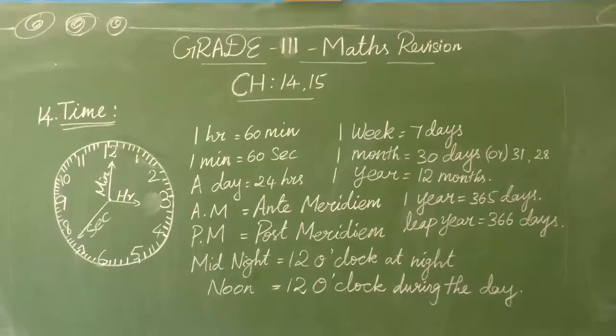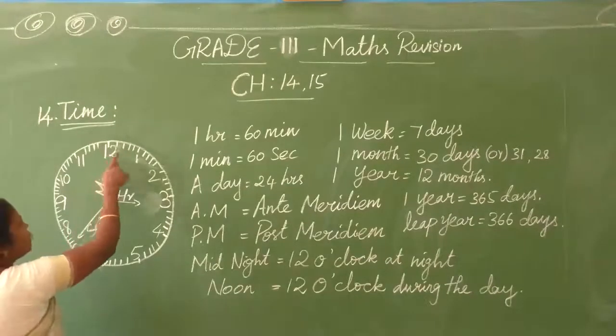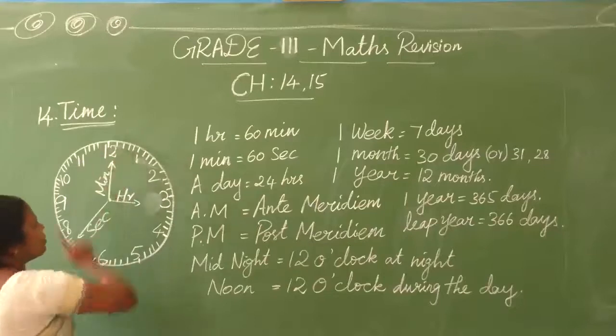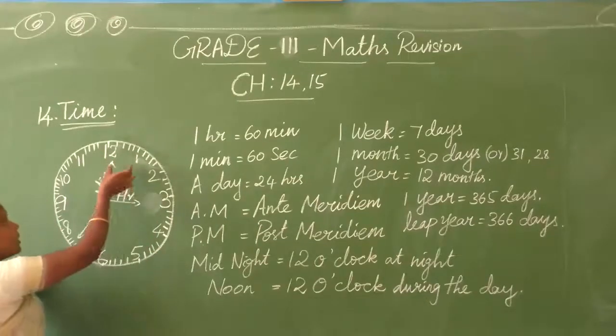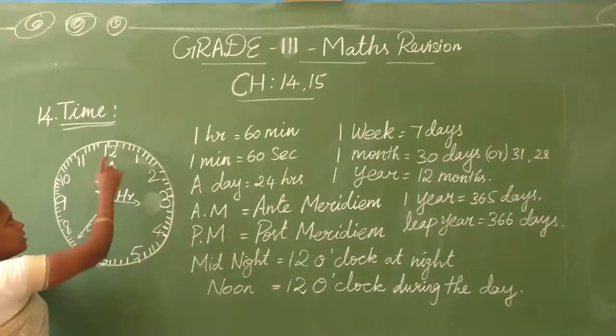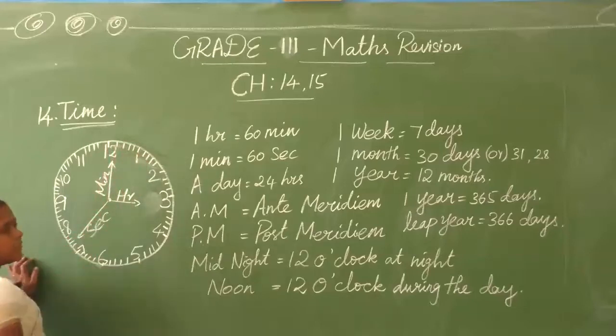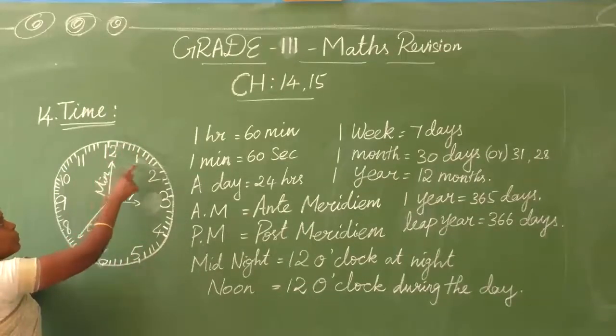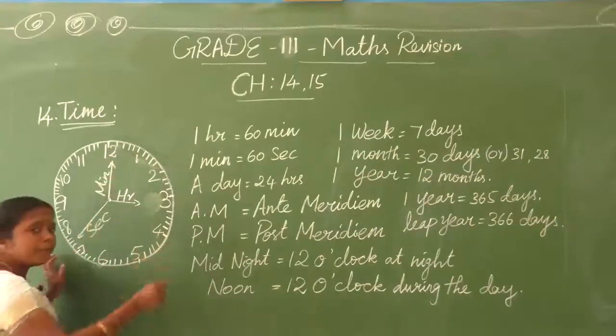Here, the minute hand will pass from one number to another number within 5 minutes. I already told you, in between every two numbers there are 5 lines. Each line is called a minute. So the minute hand, while crossing from one number to another, is covering 5 lines. So we can tell that the minute hand moves from one number to another number within 5 minutes.